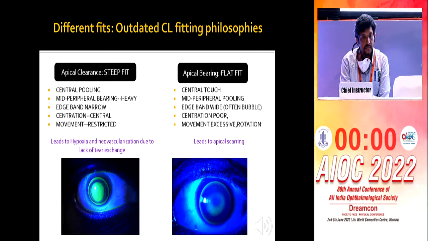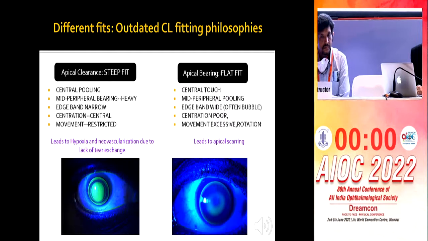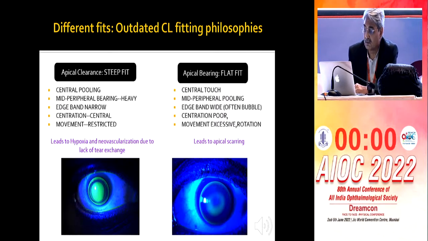and a quick word about the contact lens fitting philosophies. Apical clearance indicates a steep fit, and earlier this was taken as acceptable. However, it is known to lead to hypoxia and neovascularization due to lack of tear exchange. And apical bearing of the contact lens with a very flat fit can lead to apical scarring and should also be avoided.